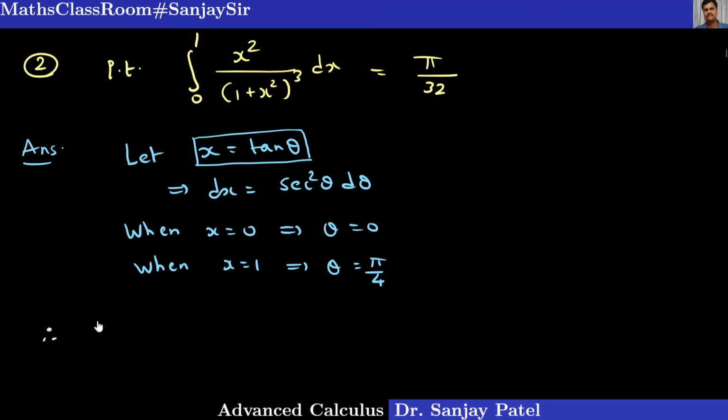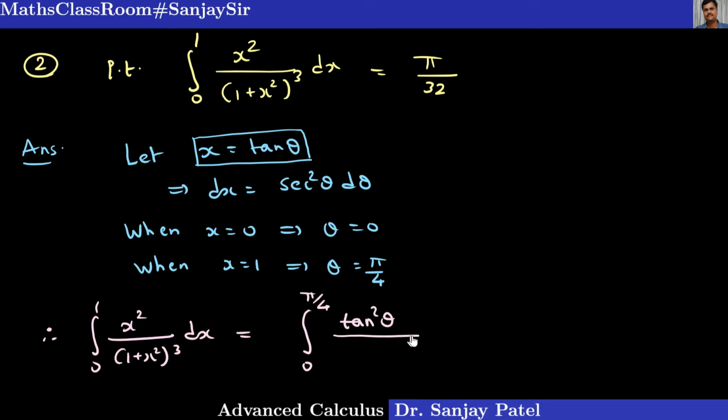integral 0 to 1 x square upon 1 plus x square cube dx is equal to integral 0 to pi by 4. Now x is tan theta, so x square is tan square theta, and denominator 1 plus x square, that is 1 plus tan square theta is sec square theta, and whole raised to 3 is there. dx we already obtained, that is sec square theta into d theta. Let us simplify this.